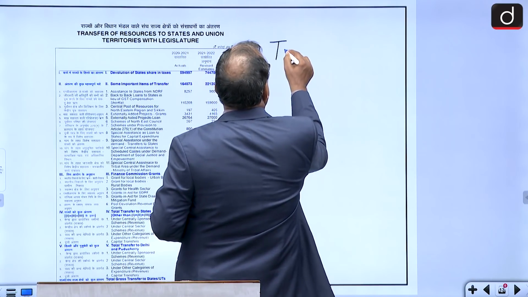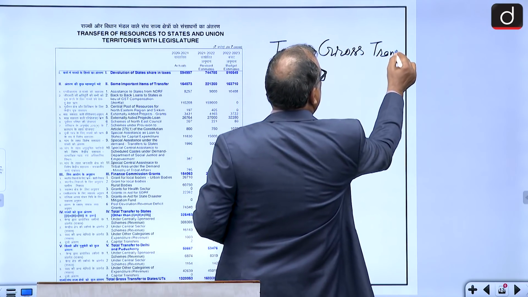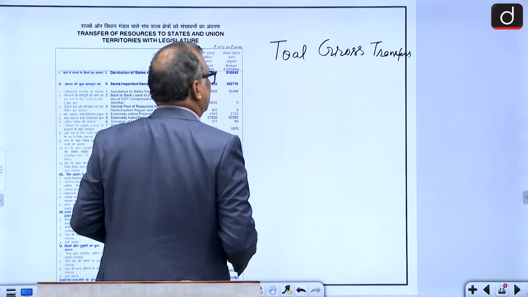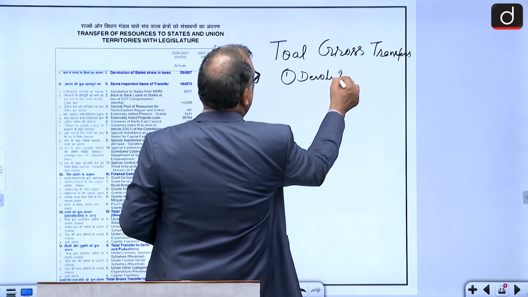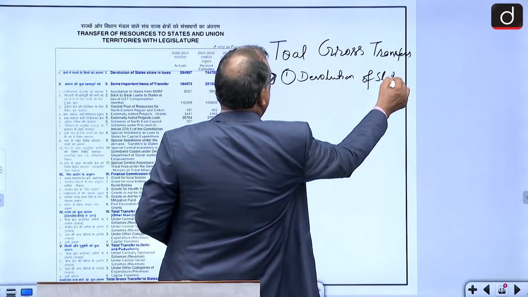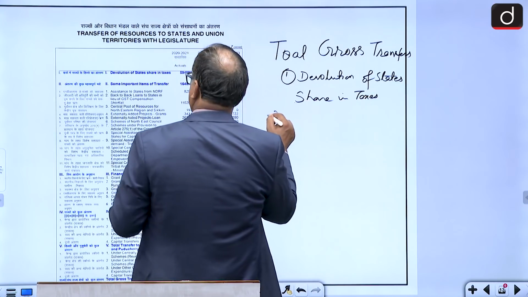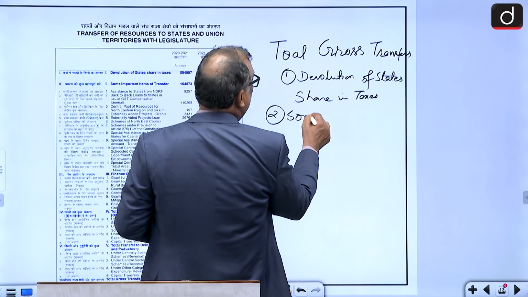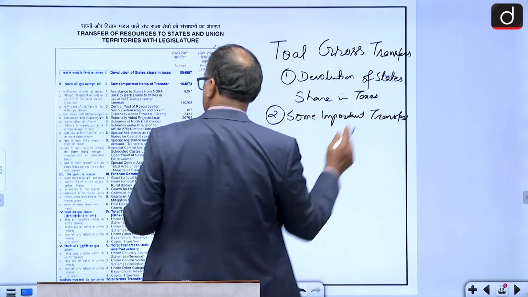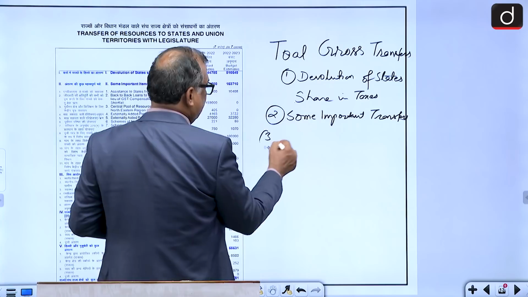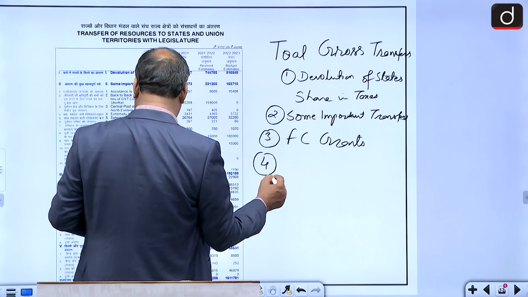So let's total and gross transfers. Both the words are used, total and gross. So total gross transfer includes 5 things. One is devolution of a state's share in taxes. Second is named as some important transfers. Similarly, the third is finance commission grants. Fourth is total transfer to states.